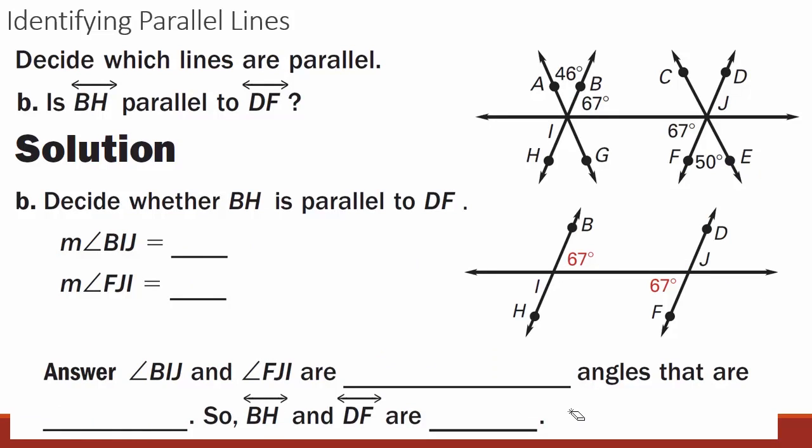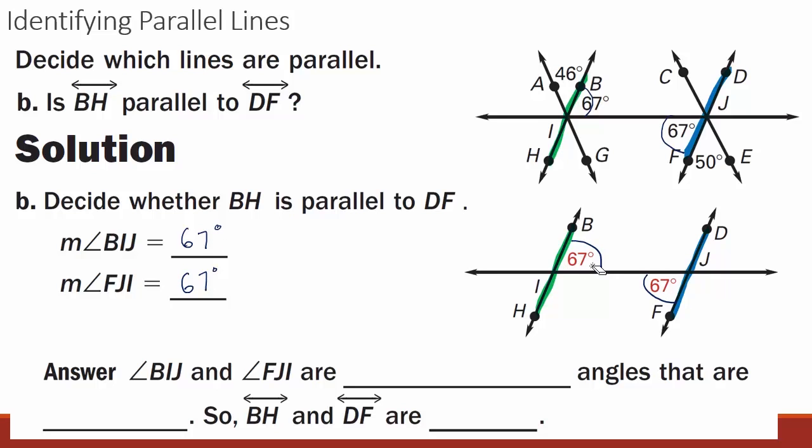Part B, decide if line BH is parallel to line DF. BH is here, which is this line over here, and DF is here, which is the same as this line over here. To decide whether BH is parallel to DF, we first need to find the measure of angle BIJ. BIJ is this angle over here, which is easy. That's 67 degrees. And then we also need to find the measure of angle FJI, which is this angle over here, and that's another easy one. That's 67 degrees right here.